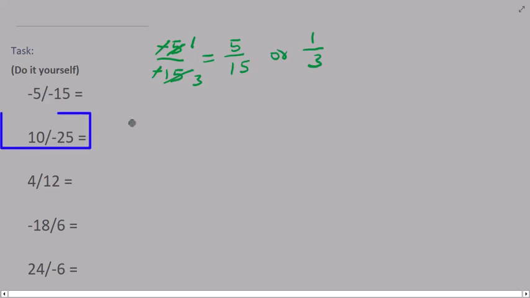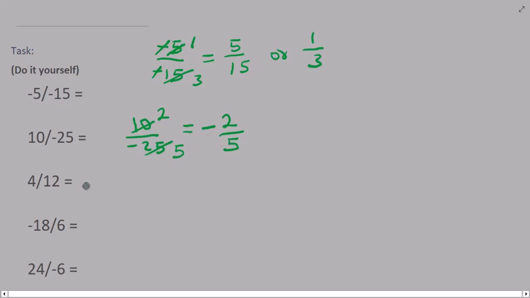So here we have 10 over negative 25. Because we have a positive value here and a negative value here, we're getting a negative answer. So you can say 10 over 25, or better off, since 5 can divide both values, 5 here is 2 and 5 here is 5. So we have 2 over 5, and that's the answer.